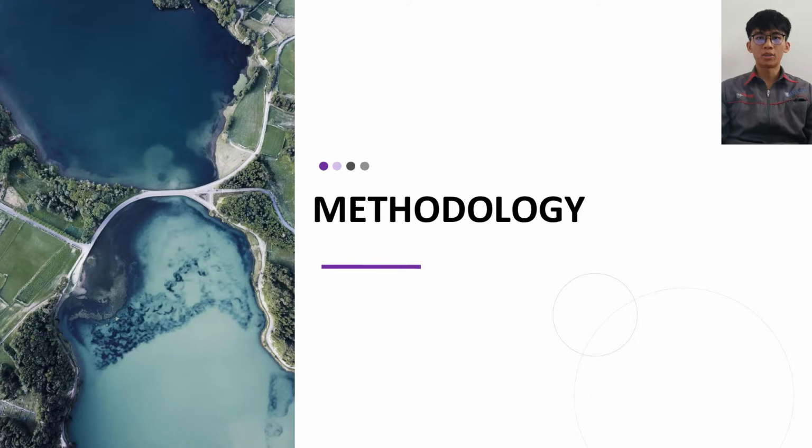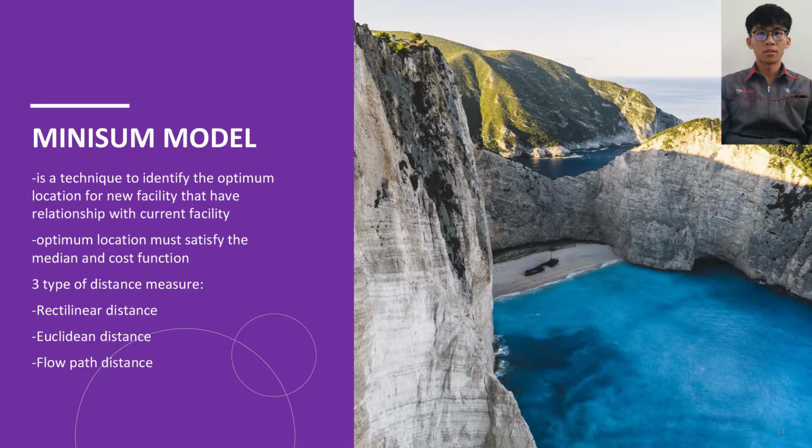Good day, Dr. Saliza. My name is Pung Khang, and I'll present the methodology used in this project. The first methodology used in this project was the minisum model, a technique to identify the optimal location for a new facility that has a relationship to the previous facilities. By using the minisum model, the optimal location must satisfy the median and cost function. There are three types of distance measure: the rectilinear distance, Euclidean distance, and flow path distance.